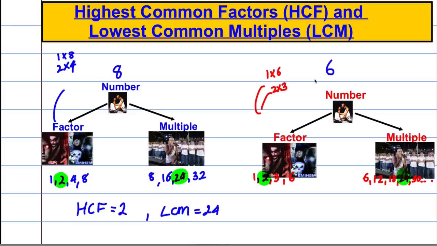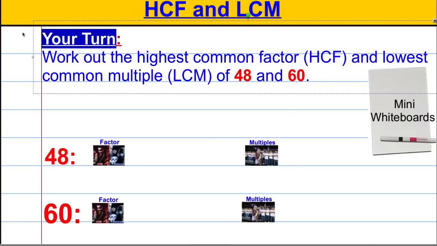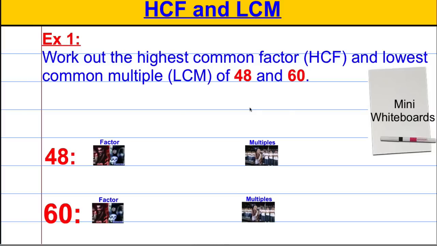However, 8 and 6 are small numbers. The multiples in particular are quite small, and there aren't that many factors for them. Let's take a look at this example. If we were asked to work out the highest common factor in example 1 of 48 and 60, let's just have a quick go. It's 1 multiplied by 48, 2 multiplied by 24, 3 multiplied by 16, 4 multiplied by 12, it's not 5, it's 6 multiplied by 8.